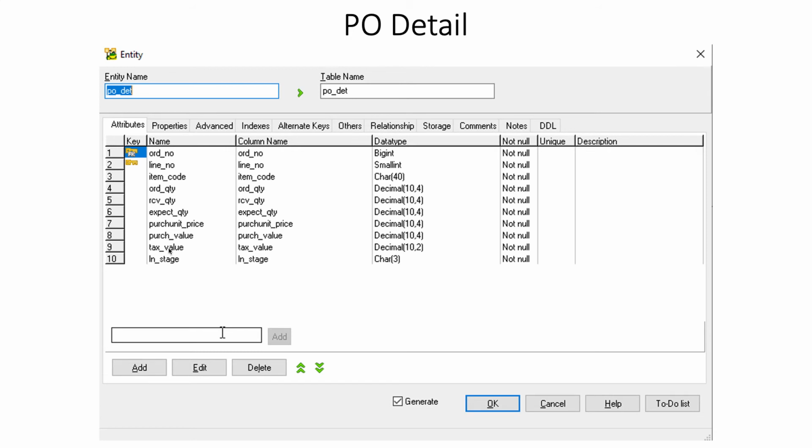The tax value is how much you expect to be taxed on this line. And line stage again is NEW, POG, REC, PST, and those can change, but the point is you need to be aware that purchase orders live and die, and you need a way to track them as they go through the life, because the world is not simple. You don't issue a PO and it immediately arrives and you immediately pay.